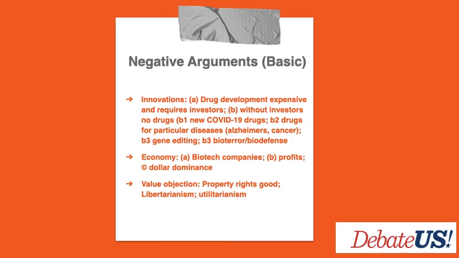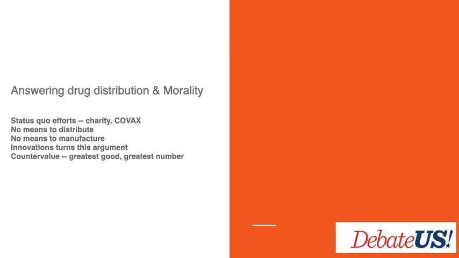And then, of course, we have basic utilitarianism, which is basically the greatest good for the greatest number. Now, in terms of answering some of these arguments, again, I'm just going to look at some core answers. So answering drug distribution and morality, you can say the status quo solves, that some of these drugs are given away by charity or charitable foundations. We also have distribution mechanisms. There's a COVAX agreement to support COVAX, which I guess is just co-vaccination, to share and distribute these vaccinations and to help other countries gain access to them.